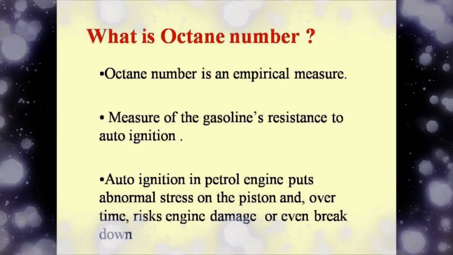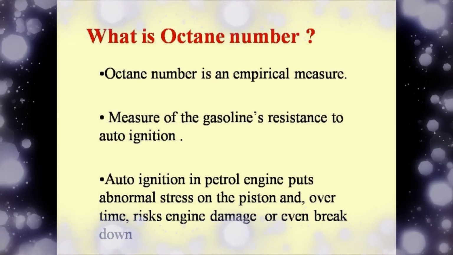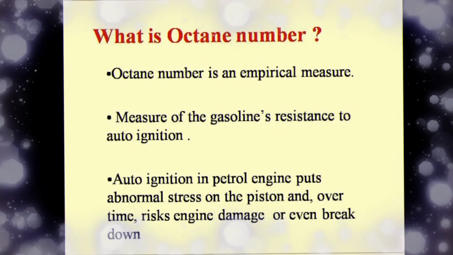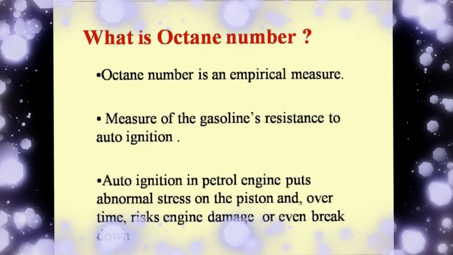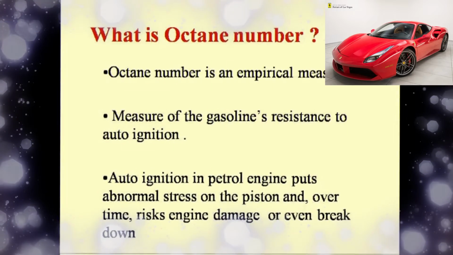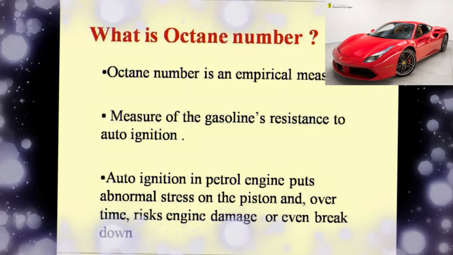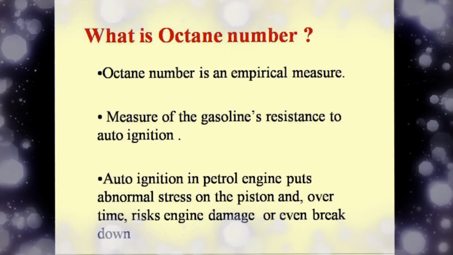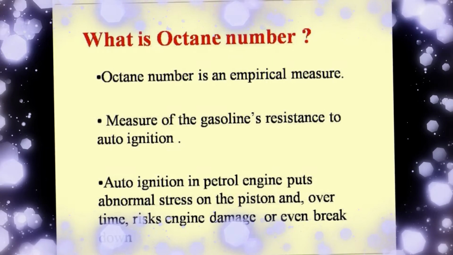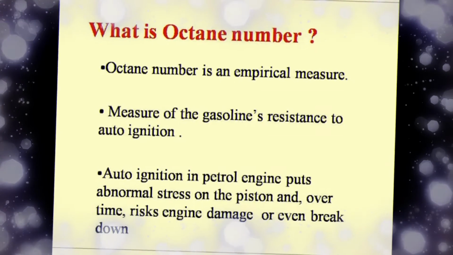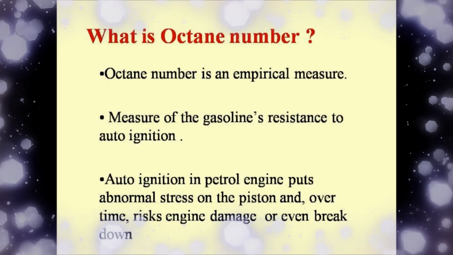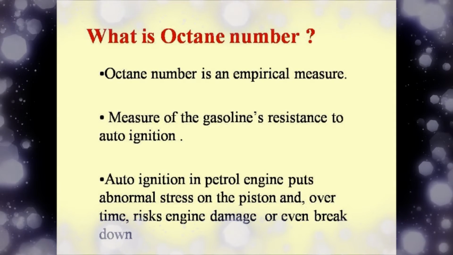Auto ignition is something wherein, without the ignition, the fuel gas mixture ignites on its own, whereas in a petrol engine there should be a spark igniter to ignite the mixture. However, in this case, even without the spark igniter igniting the mixture, there is an auto ignition of the fuel. Octane number is the resistance to that auto ignition.